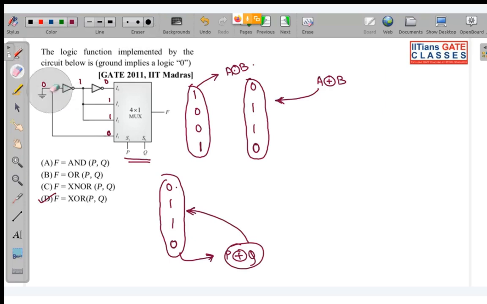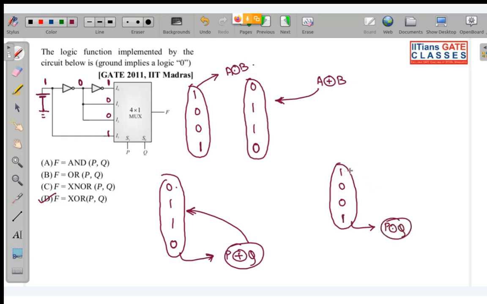Now assume in this question, instead of this ground, you had a voltage source. Voltage source corresponds to 1 in digital logic. When I pass it through inverter, this will be 0. Again, when I pass 0 through inverter, this will be 1. And this point will be 0, 0, 1. So now the input to this mux is 1, 0, 0, 1. Check for which logic gate your output corresponds to this. If you have P XNOR Q, your output will be this. So if there was a voltage source, then option C would have been your correct answer.